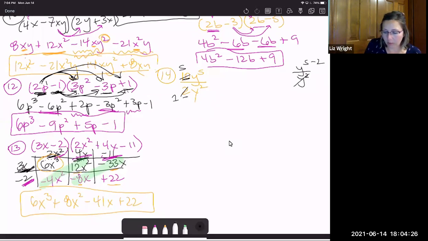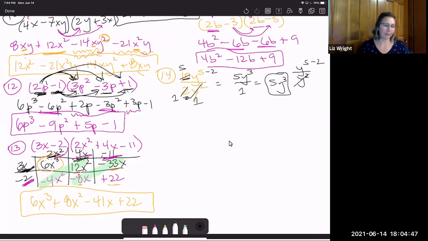So that's exactly what we're going to do. We're going to take those away, subtract them up here. And what do we have left in our numerator? We've got 5y to the 3rd all over, what do we have left in the denominator? All over 1, which is going to equal 5y to the 3rd. And that's our process of dividing by a monomial.